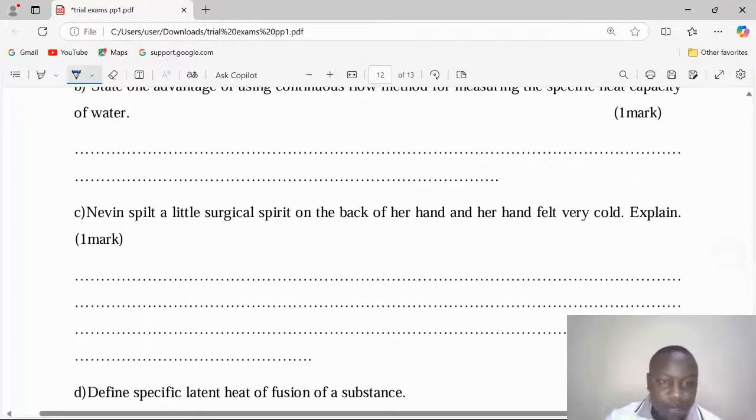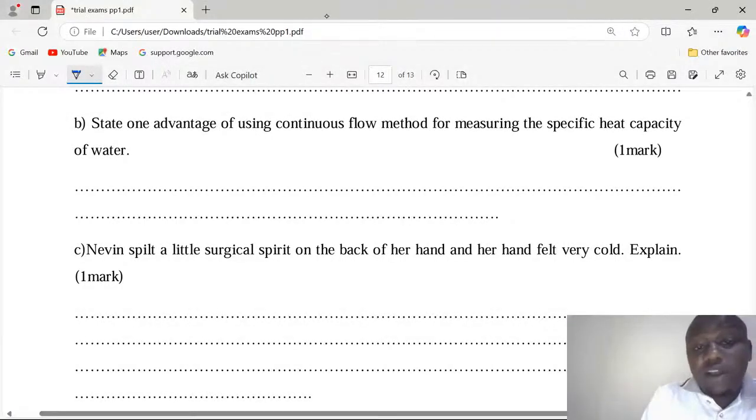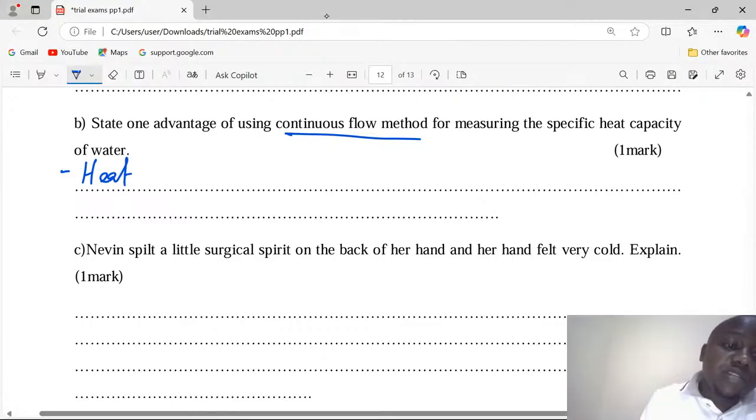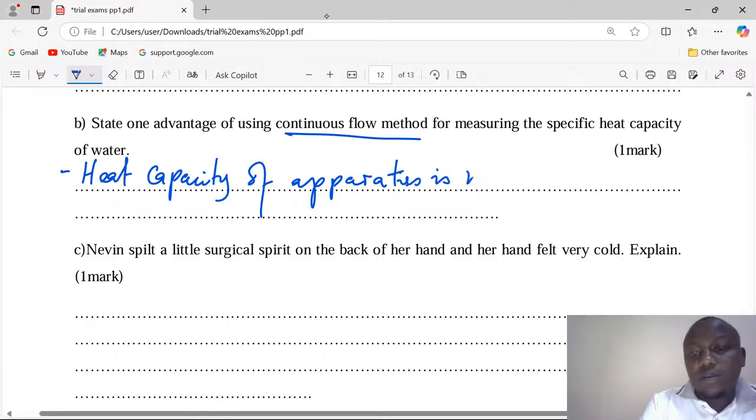I think we are winding up with this question. State one advantage of using the continuous flow method. One advantage is that in the continuous flow method, heat capacity of apparatus is not involved.